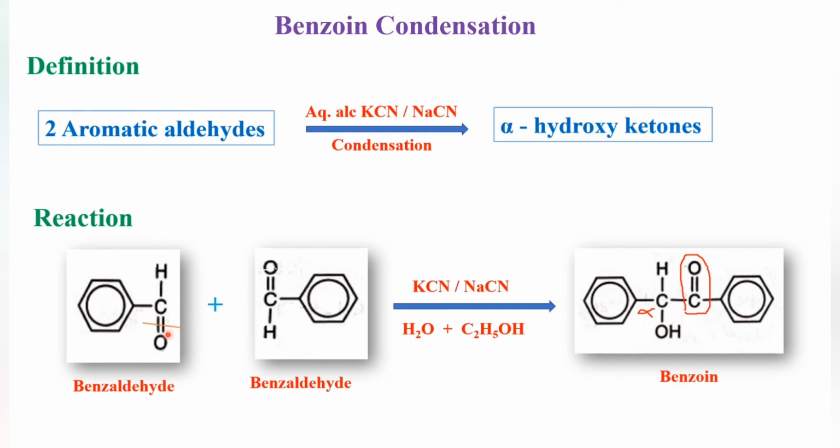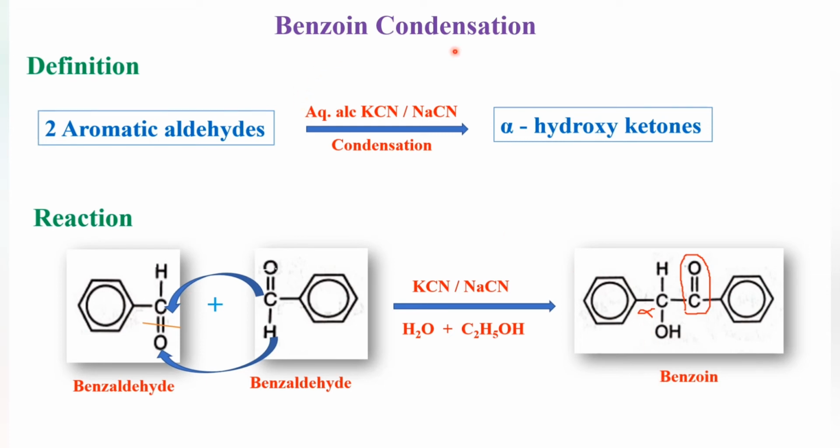Here we have the carbonyl group, and the bond between carbon and oxygen would be cleaved. Here we have the carbonyl carbon of the next aldehyde, which comes and attaches with this carbon. The hydrogen moves here and attaches with the oxygen, and that is converted to a hydroxy group. So we are getting alpha hydroxy ketone, which is called benzoin.